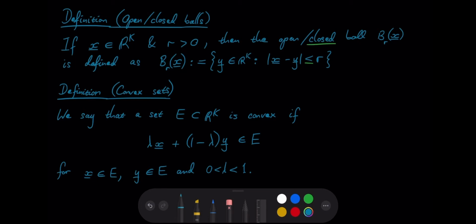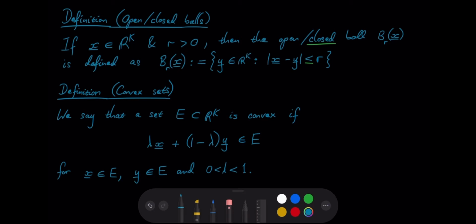Now, the second definition that's also very important is in regards to convex sets. We say that a set E, a subset of R^k, is convex if essentially for any two points within the set E, every point that lies on a straight line joining the two points x and y in E is also a point within the set E itself.